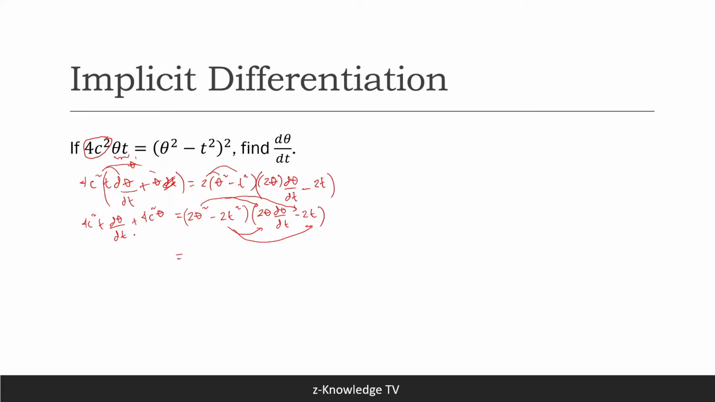Okay, so itong kabilang side, as is muna yan. So, mangyari is 4 theta cube d theta over dt minus 4 theta squared t. Then ito naman, minus 4 theta t squared d theta over dt. Then plus 4t cube. Okay, then saka natin sulat yung itong nasa kabilang side.